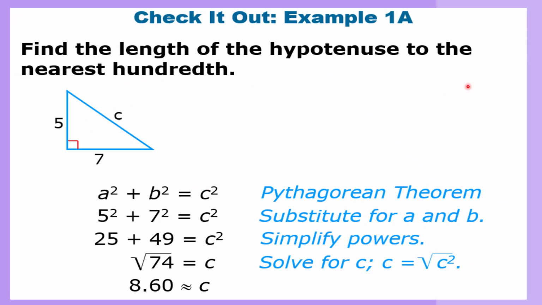Okay, so find the length of the hypotenuse to the nearest hundredth. So same formula, no? Okay, see here, it is 8.60. Don't just look at the right triangle.